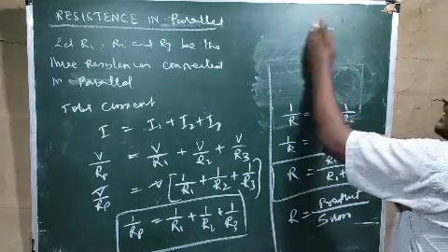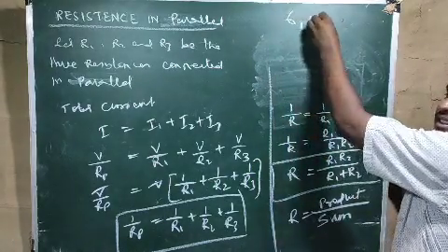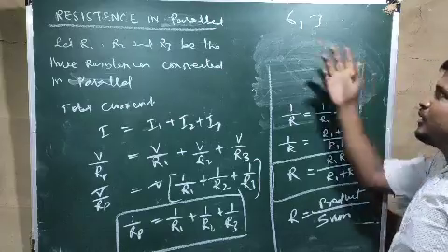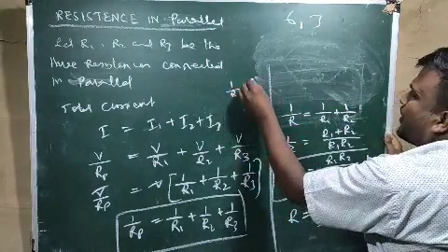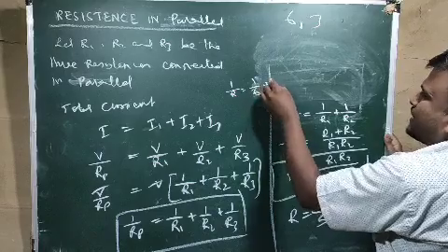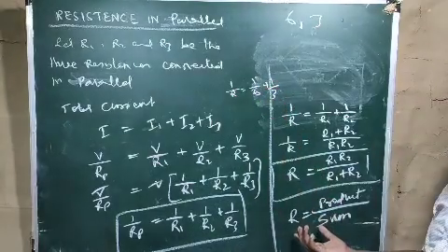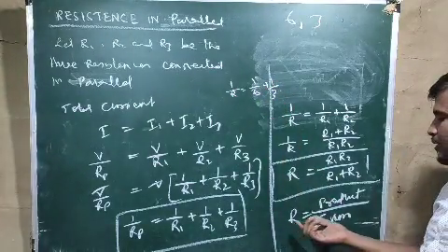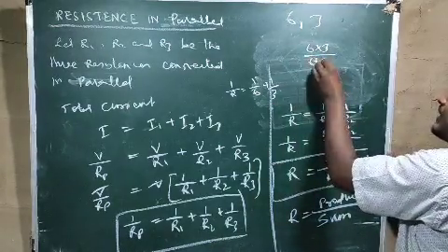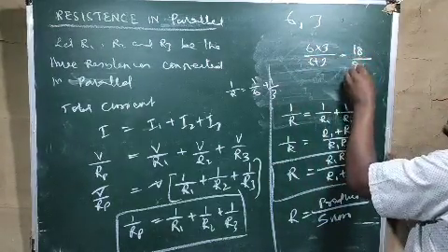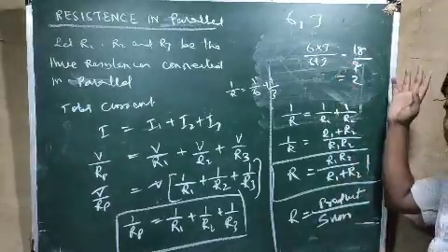So let us take an example. One resistance is 6 ohm, the second resistance is 3 ohm, and we want to find the parallel combination of this. We are not going to put 1 by R equal to 1 by 6 plus 1 by 3, because we already have the shortcut formula. What is that? R equals product by sum. So 6 into 3 by 6 plus 3, 18 by 9, that is equal to 2 ohm. So directly we will get 2 ohm.